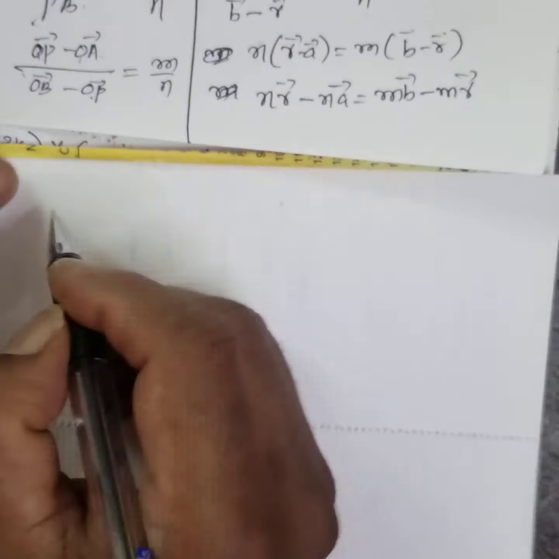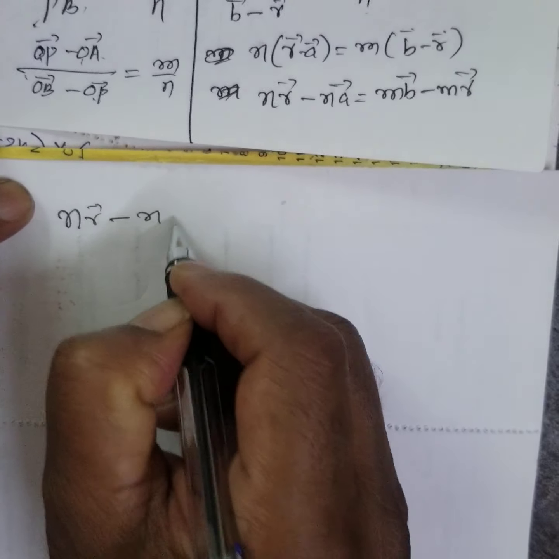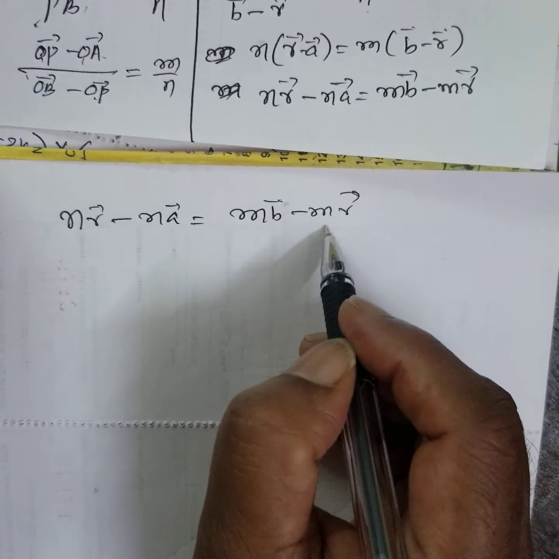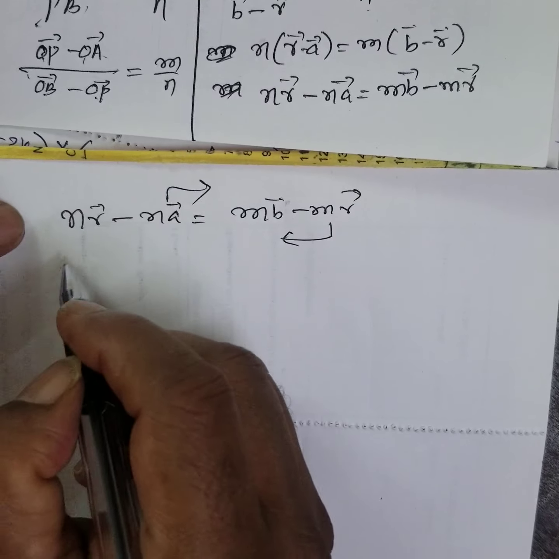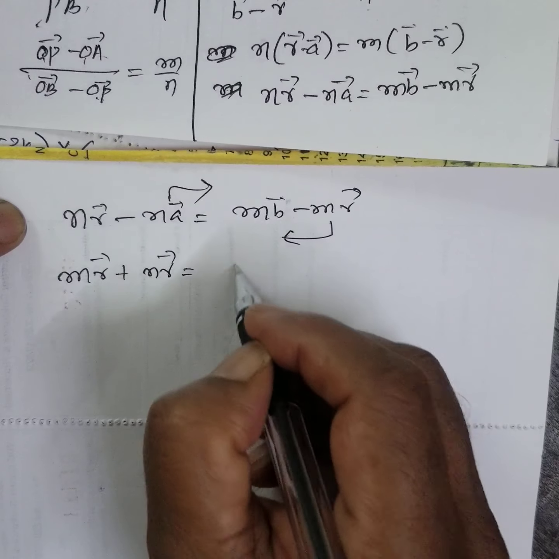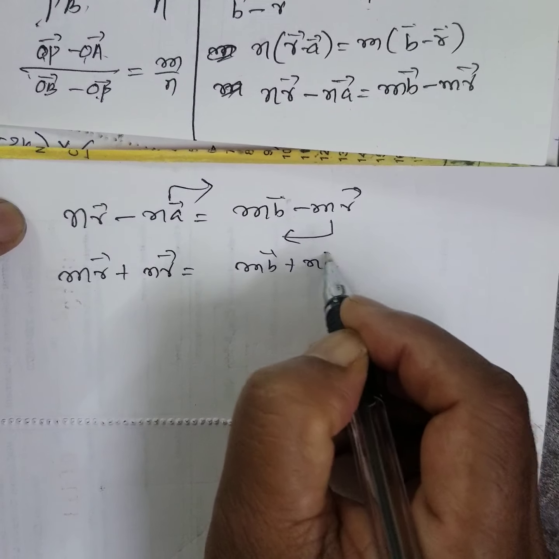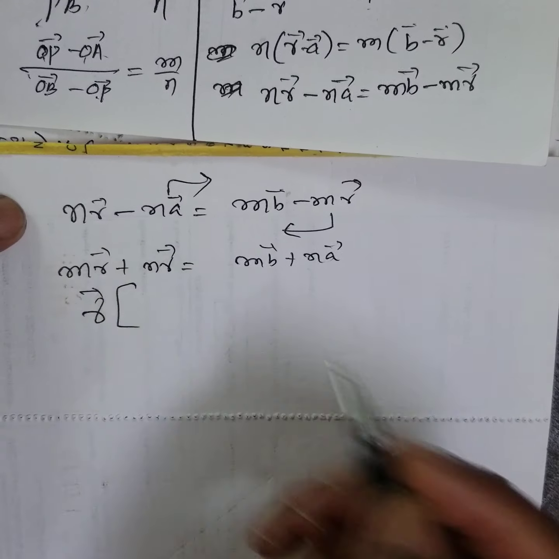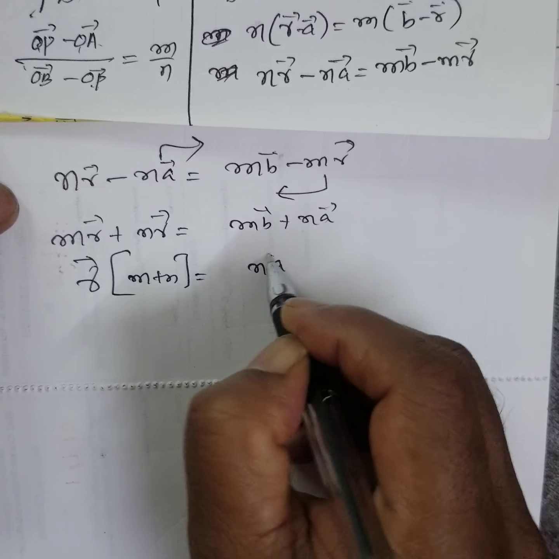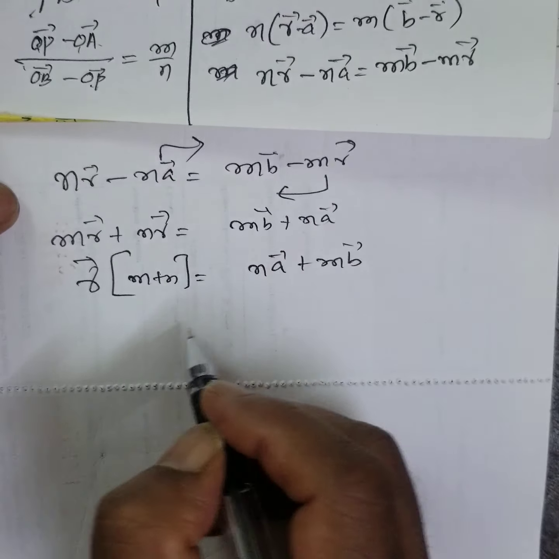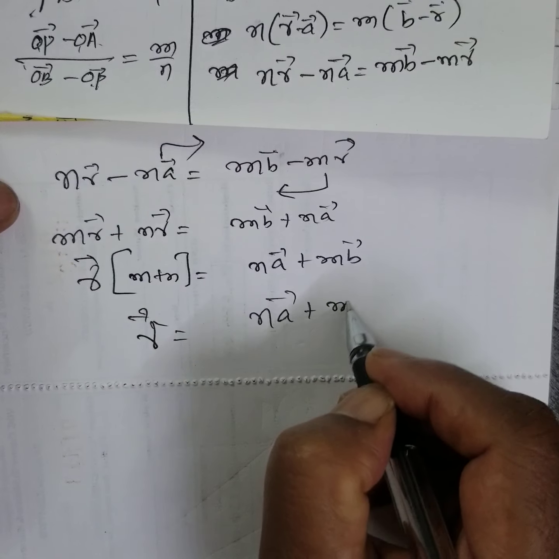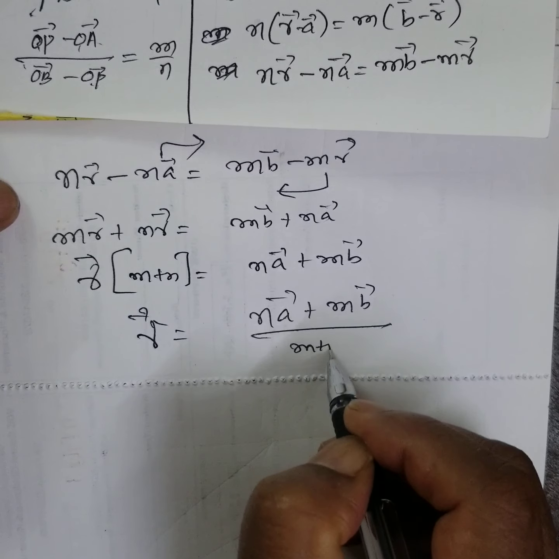Here NR minus NA is equal to MB minus MR. Now I am isolating R on this side. MR plus NR is equal to MB plus NA. Taking R as a common factor, these are all the usual steps. R times (M plus N) is equal to NA plus MB. Therefore, R is equal to (NA plus MB) by (M plus N).